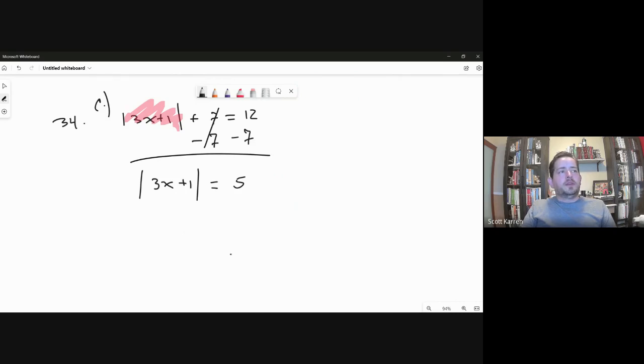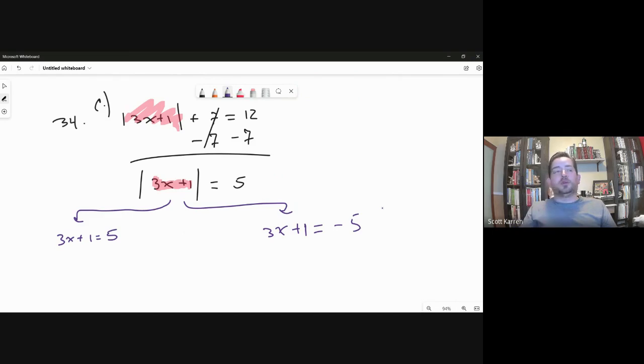And now that I have that absolute value equals some number, then whatever's inside the absolute value, this 3x plus 1, its absolute value is 5, which means one of two things. That it is 5 itself, or it could be negative 5. Because in either case, the absolute value of 3x plus 1 then is 5. And so I solve both of these equations. So that's the biggest thing I see missed on finals, is when you have the absolute value of some expression equals something, you need to turn it into those two equations and solve both.